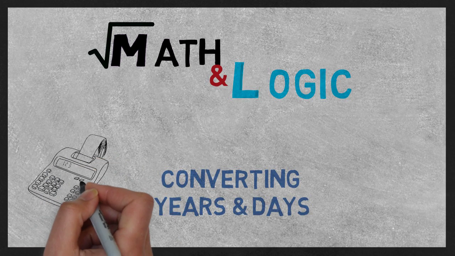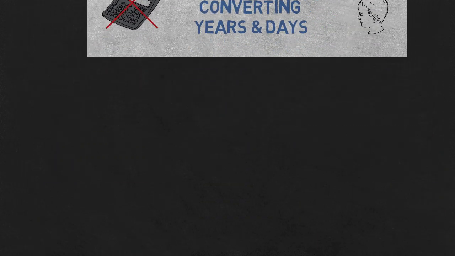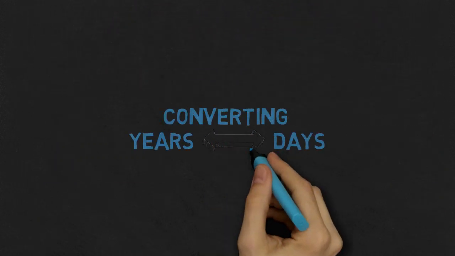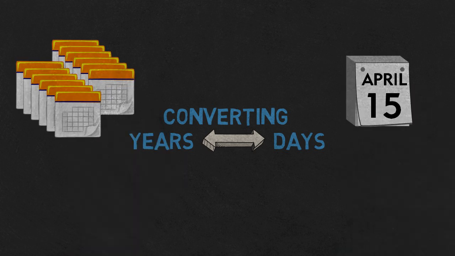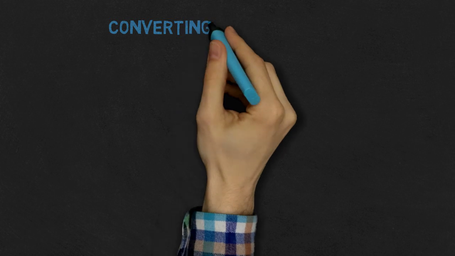Today we'll learn a quick math trick that has a practical application, converting years to days and days to years. The result will be accurate within a fraction of a percent, so quite good for merely seconds of calculations. Let's go! 450 years, how many days is it?